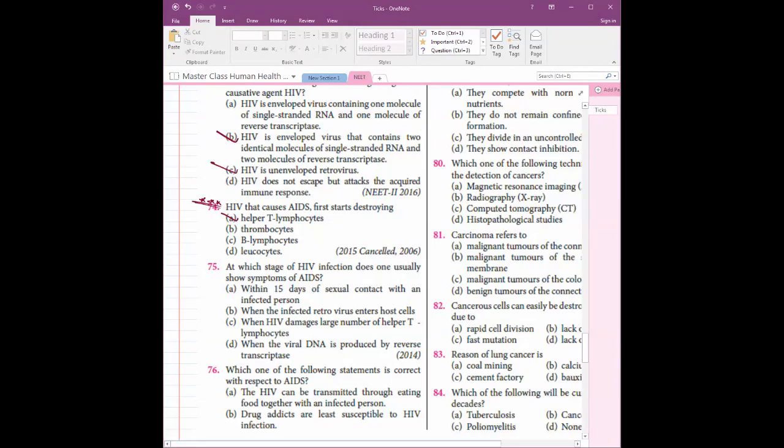Okay, next thing. At which stage of HIV infection does one usually show symptoms of AIDS? I told you that full-blown AIDS is going to really take a long, long time, 15 to 20 years. That is what we are looking at. But let's see how it is. What do you think, guys? Very nice. Masira is right. Himanshu is right. When HIV damages a large number of T helper cells, when are you going to show symptoms of AIDS?